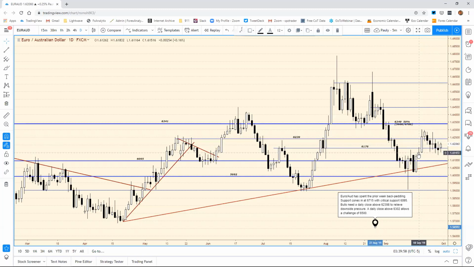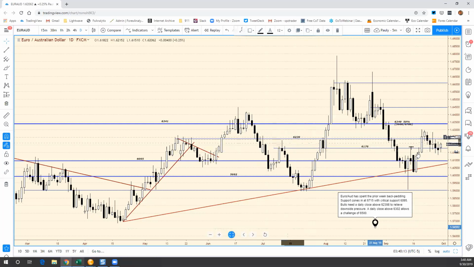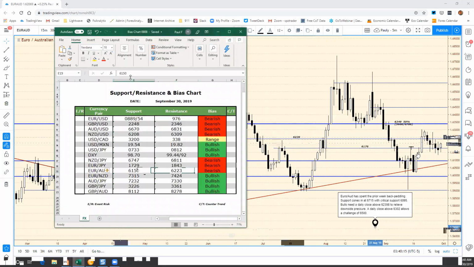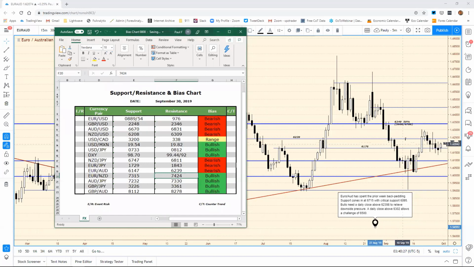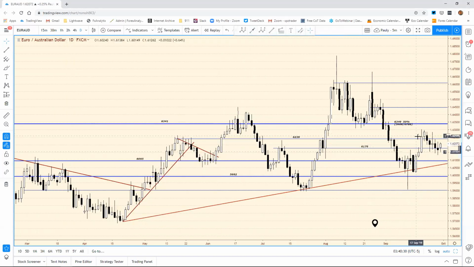Yeah, that's going to be right there, 61.47. It really needs to hold that area. If not, it opens the door for a challenge lower. So we'll go with 61.47. And on the upside, we can see that right there, 62.39. So 61.47 and 62.39. And it still remains bearish. We've moved a little bit higher, but as I said, we spent the past week backpedaling.